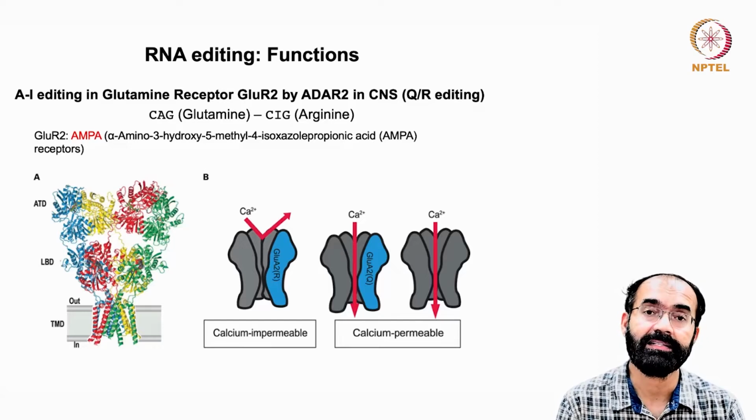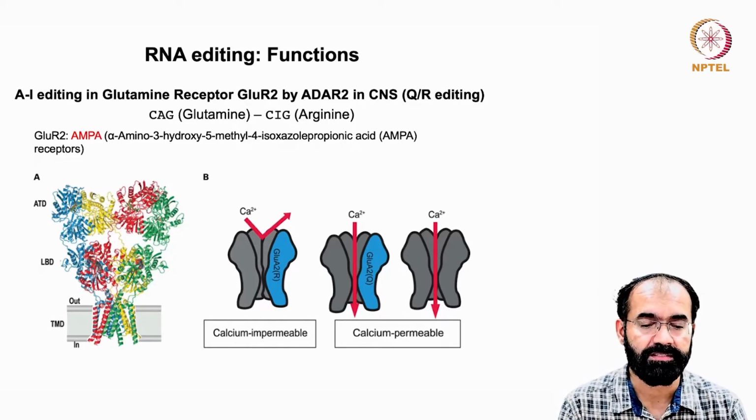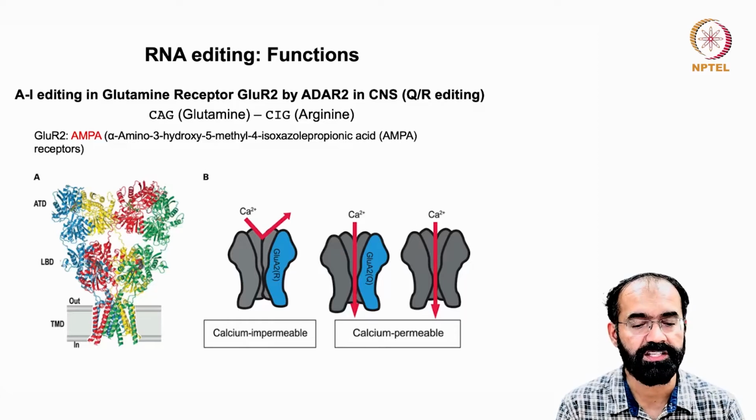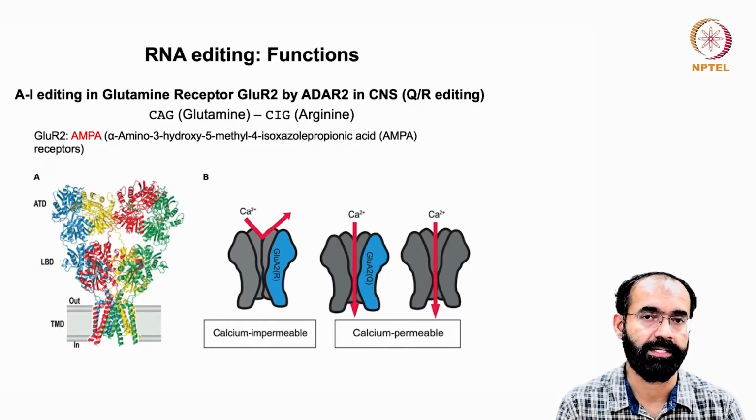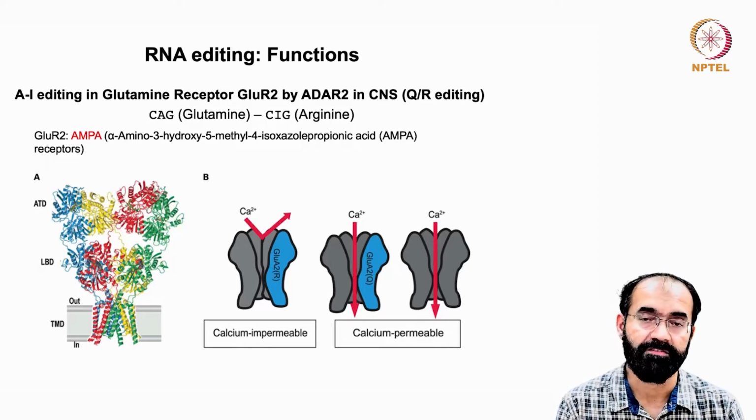Remember, don't think that this channel is closed. The channel is open, provided the glutamate neurotransmitter is binding. In both cases, whether it is changed or not changed, glutamate should be there, otherwise by default the channel remains closed. No entry for any ions. But when glutamate is bound, it will open, or the opening becomes such that you are able to allow only sodium. Calcium is not welcome.